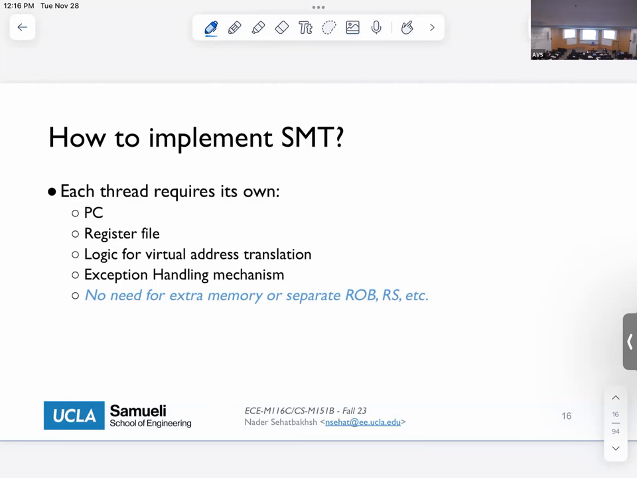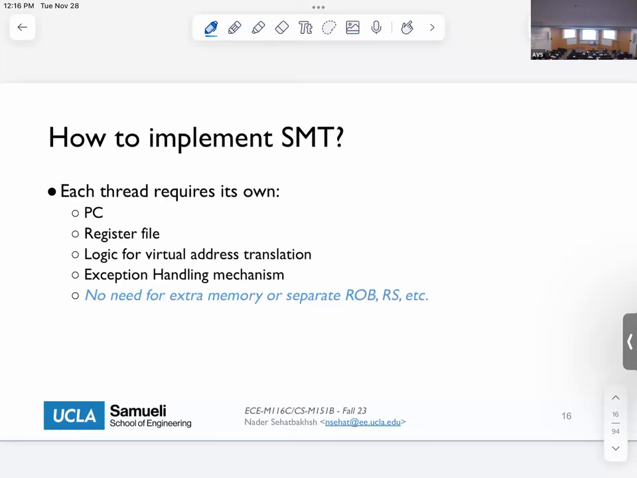But since the register file is completely different, I need another register file. And since I'm fetching from a different part of the memory, I need a different PC. And of course, since one process might need to be flushed while the other one doesn't, I need different logic for exception handling and interrupt handling. But if I duplicate these things the same way that we duplicate for our superscalar, then we are good to go and we can achieve what we call simultaneous multithreading.